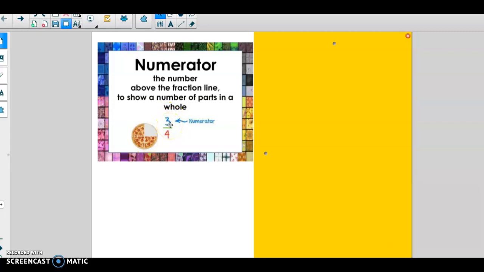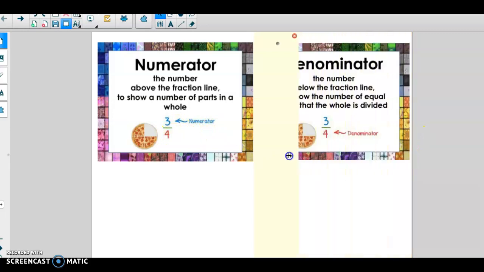So in this whole pizza here, we can see that there are 3 parts out of the whole that we are thinking about. Now, the bottom number is called the denominator. And the denominator is the number that you find below the fraction line, and it shows the number of equal parts that the whole is divided into. So how many parts is this whole pizza divided into? Well, it is divided into 4 total parts, but we're only thinking about 3, the numerator, these 3 parts that they have colored in here.